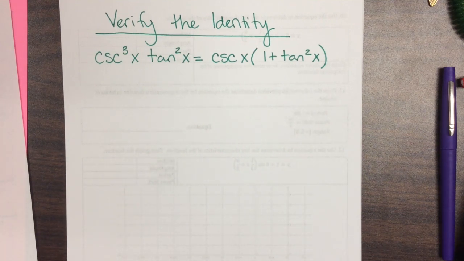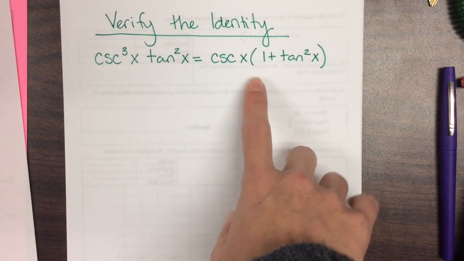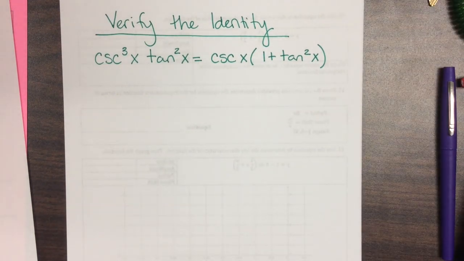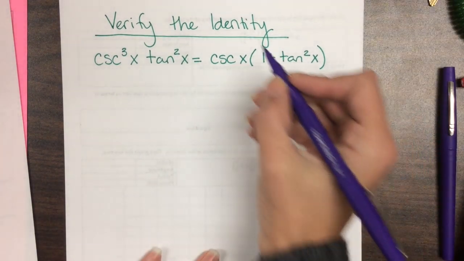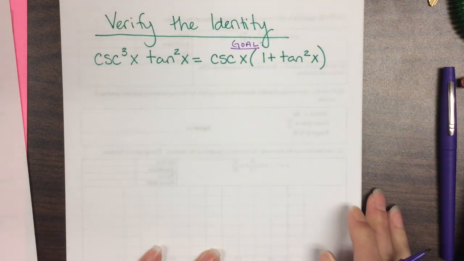Okay, let's verify this identity. Remember, the goal is that we want to make the left side look like the right side. So before you start, really look at the problem. Look at the goal side. So this is the goal.